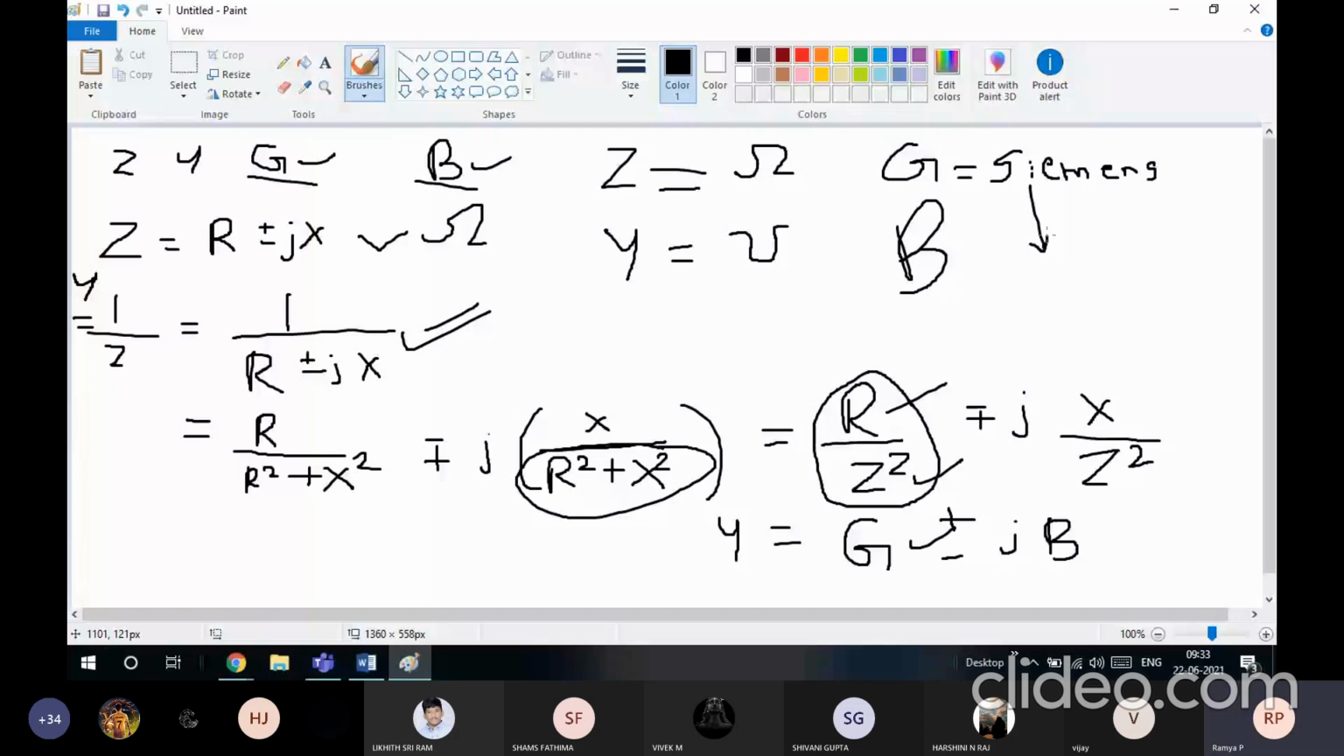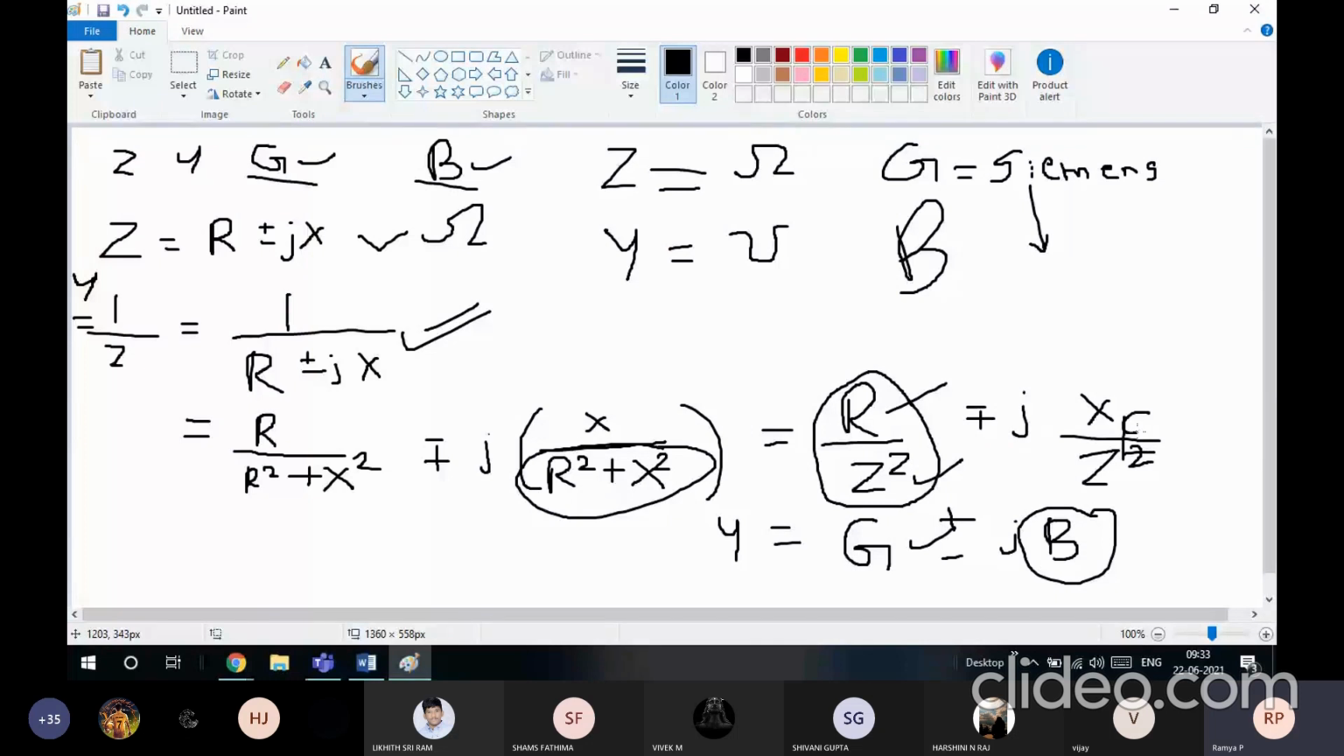Now, whenever you are writing G is equal to R by Z square, similarly you can define the susceptance. The definition for susceptance is the ratio of reactance to the square of impedance. This reactance will be inductive reactance if you are considering the inductor, and capacitive reactance if you are considering the capacitor, according to the given circuit.